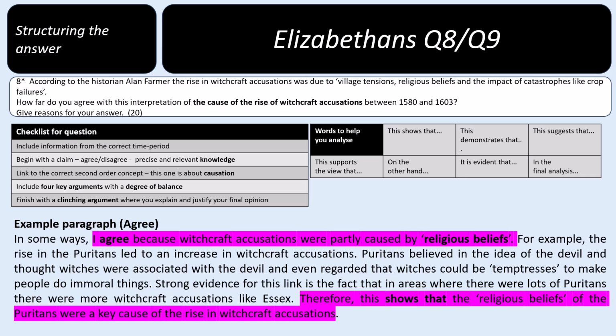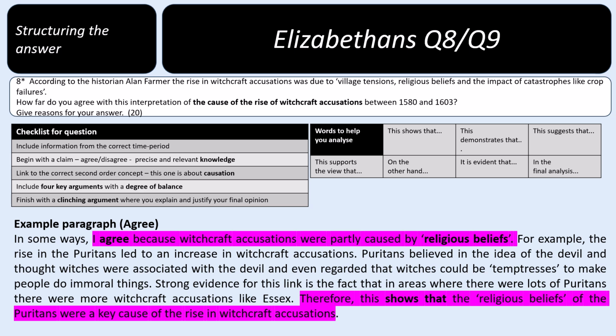In some ways, I agree, because witchcraft accusations were partly caused by religious beliefs. For example, the rise in the Puritans led to an increase in witchcraft accusations. Puritans believed in the idea of the devil and thought witches were associated with the devil, and even regarded that witches could be temptresses to make people do immoral things. Strong evidence for this link is the fact that in areas where there were lots of Puritans, there were more witchcraft accusations, like Essex. Therefore, this shows that the religious beliefs of the Puritans were a key cause of the rise in witchcraft accusations.